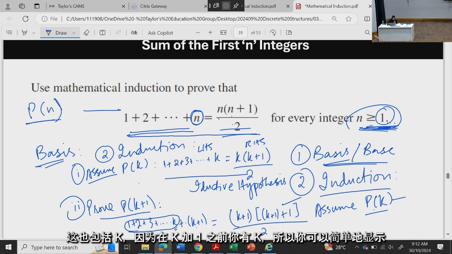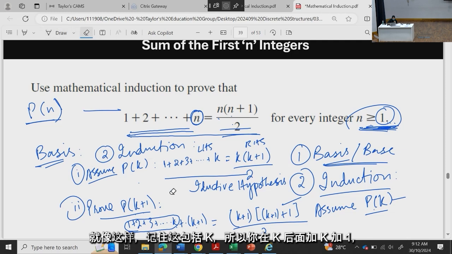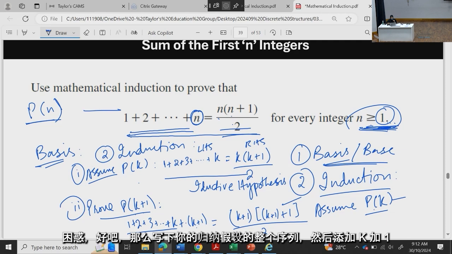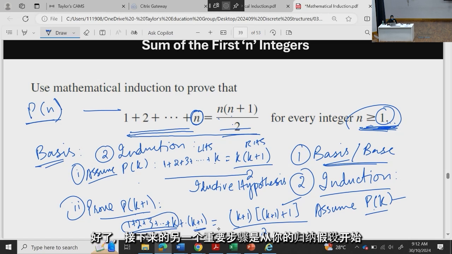Either you can simply show it like this, keeping in mind that this includes k. So you are adding k plus 1 after k, because the term after k is k plus 1. Or you can simply show it like that, so as not to get confused. Write down the whole sequence from your inductive hypothesis and add k plus 1 over there.